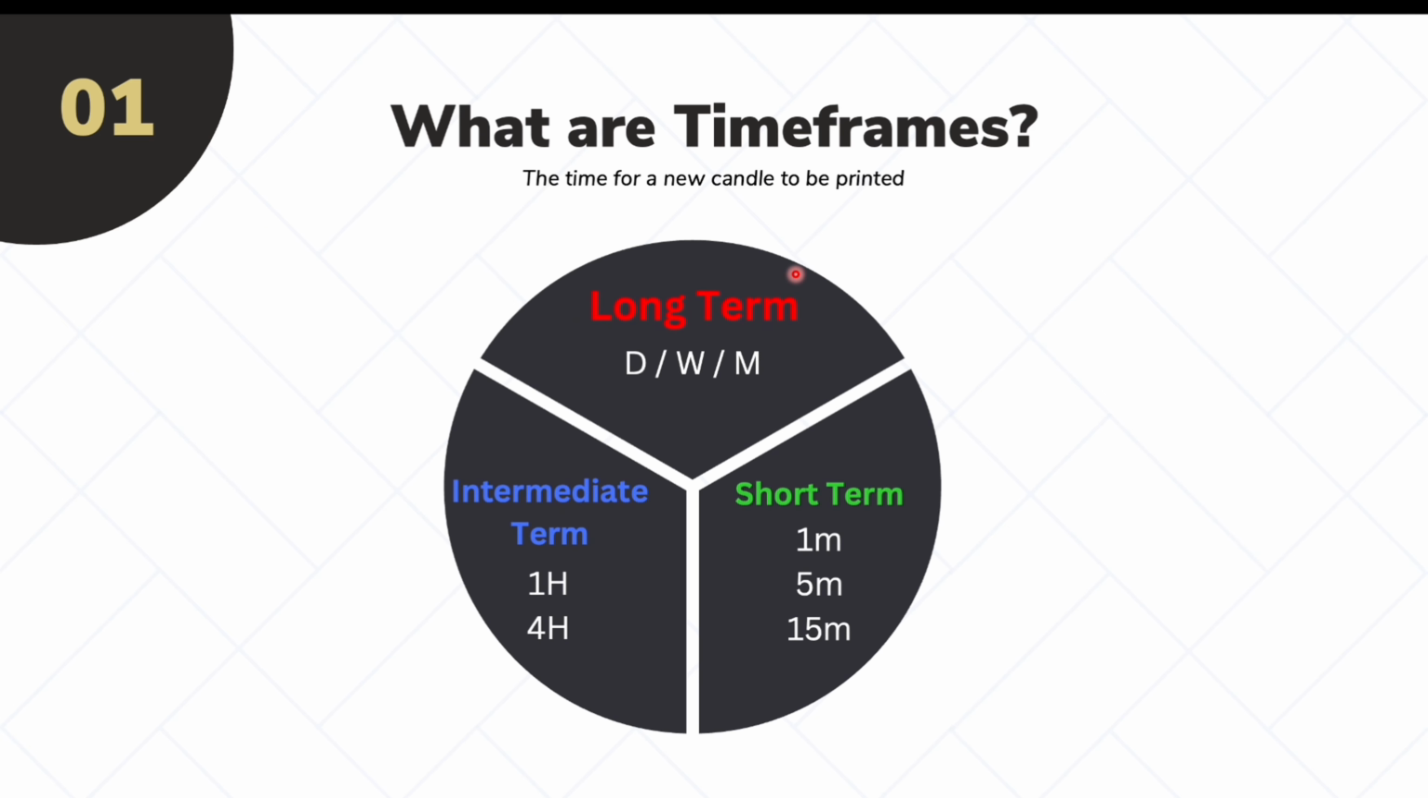You can divide the time frames into 3 different buckets: the long-term time frame, the intermediate term time frame, and the short term time frame. The long term time frame is the daily, the weekly, and the monthly. On the monthly time frame, every candle is 1 full month. The intermediate term is the 1 hour and the 4 hour, and the short term is the 1 minute, 5 minutes, and the 15 minutes.